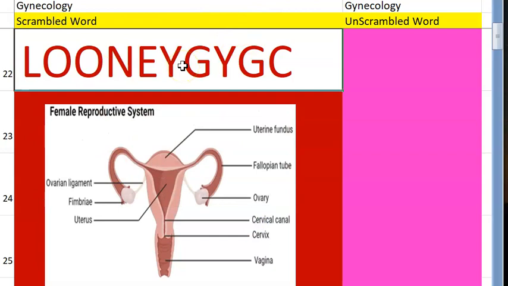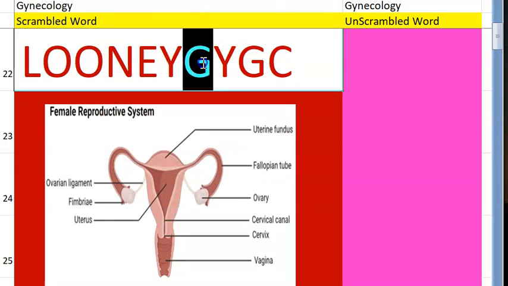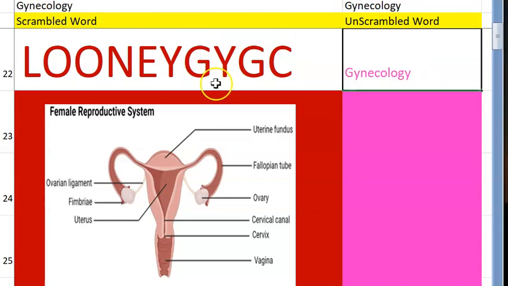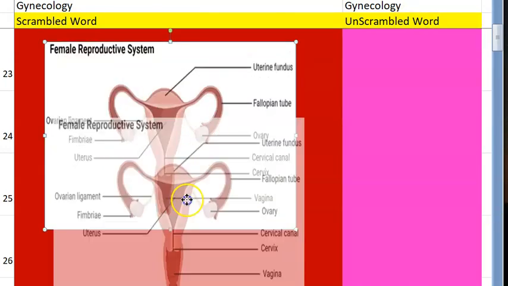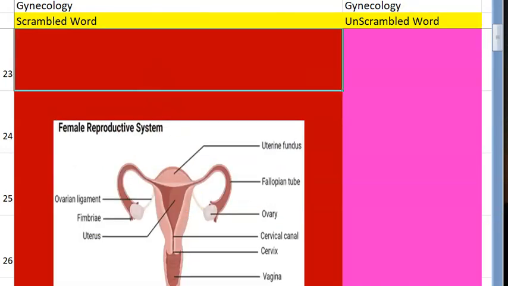See if you can answer this one. I think it's very easy. It's the same word that you are trying to solve now. Starting with a G. It's the study of the female reproductive system, female reproductive parts, genitalia, gynecology. Very good. 23rd one here.